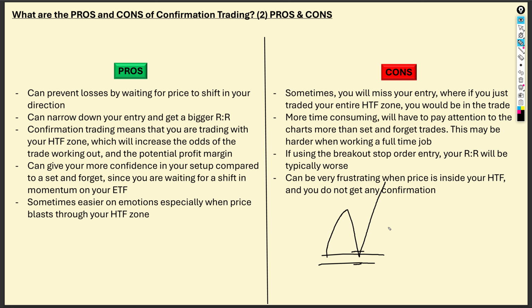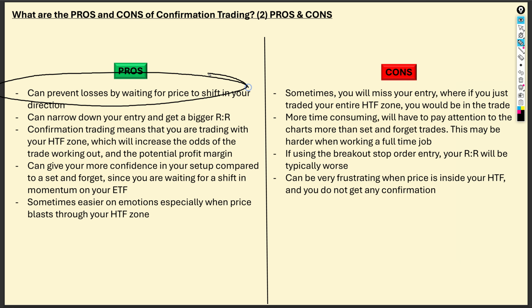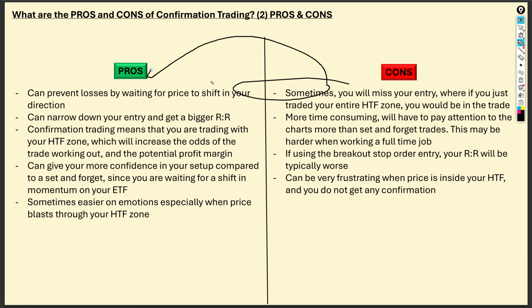Whereas if you're waiting for that 1 hour zone to be hit, now your alerts get set, now you're looking for confirmation, and you actually have to be on the charts waiting for confirmation to map out your higher time frame zones. It's more time consuming. But again, it can prevent you from losses. Notice how whenever you say a con, you automatically have to go to the pros. It's funny how they work hand in hand. You have to pay attention to the charts more than with set and forget trades, that's for sure. And this is definitely harder when working a full-time job.